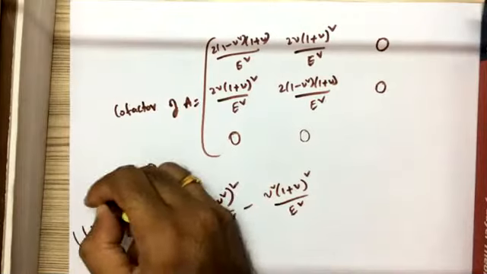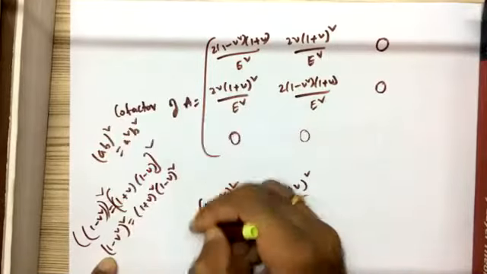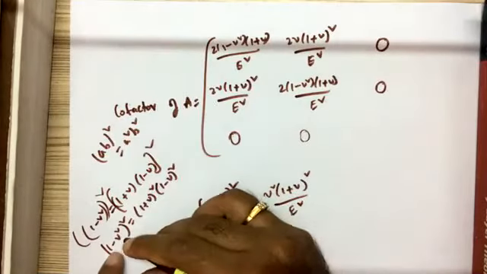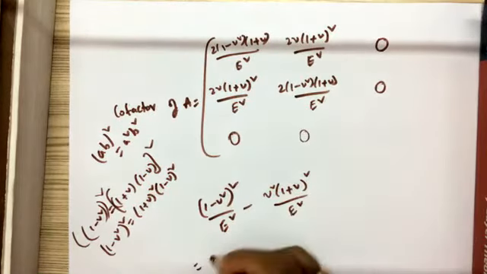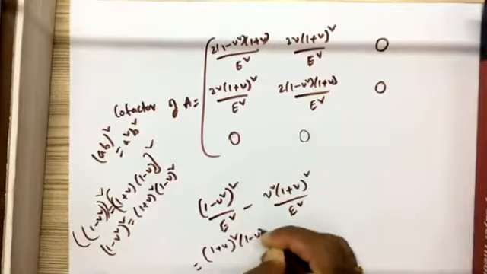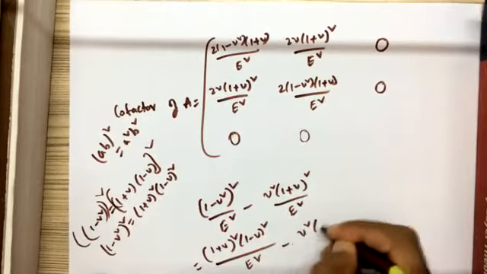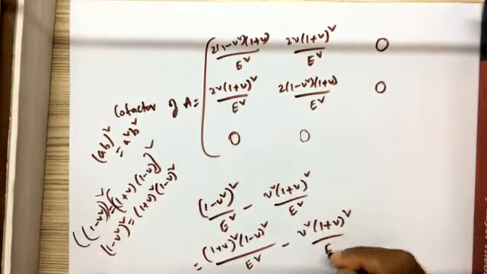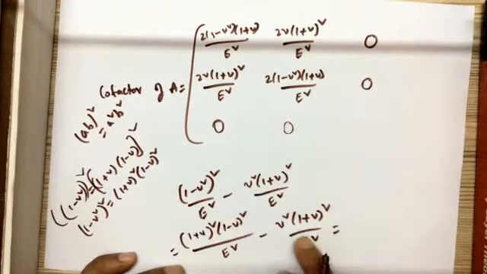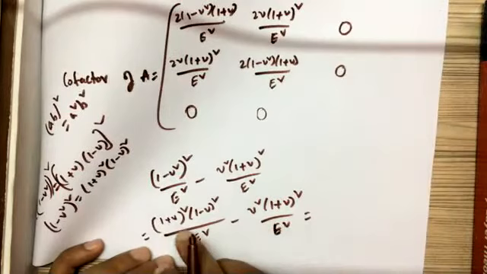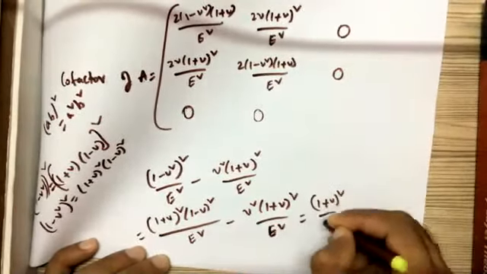If I want to take the square of this, then I have to take the whole square. AB whole square is equal to A square into B square. Right? So 1 minus nu square whole square is equal to 1 plus nu whole square into 1 minus nu whole square. So I can write this as 1 plus nu whole square into 1 minus nu whole square divided by E square, minus nu square into 1 plus nu whole square by E square. Is there anything I can take common here? Yes, I can take 1 plus nu whole square by E square as common.